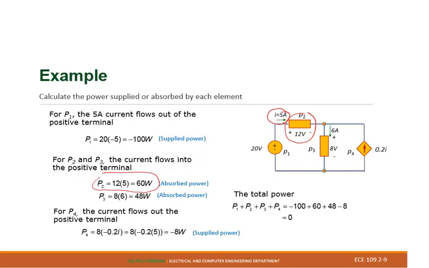Okay. If I want to find how much power is supplied right there, I call it supplied because the current is entering the negative side, which is 5 amperes times 20, negative 100 watts right there. This is supplied. This element P2 is absorbed. If I want to find the P3, I know the current, I know the voltage entering the positive side. That's why 8 times 6 gives you 48 watts of power absorbed here.